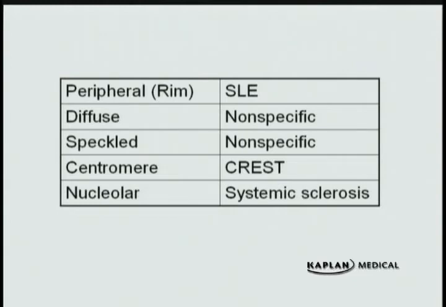And then the other one that's important in terms of pattern is the anti-centromere. This is important because it's associated with this limited form of scleroderma called CREST syndrome. We're going to talk about this a little bit later, but it's nice to know here. And then sometimes the nucleolar pattern is associated with systemic sclerosis. But generally, the patterns themselves are not specific for anything. It's just that sometimes they point towards certain diseases that we have to look for.